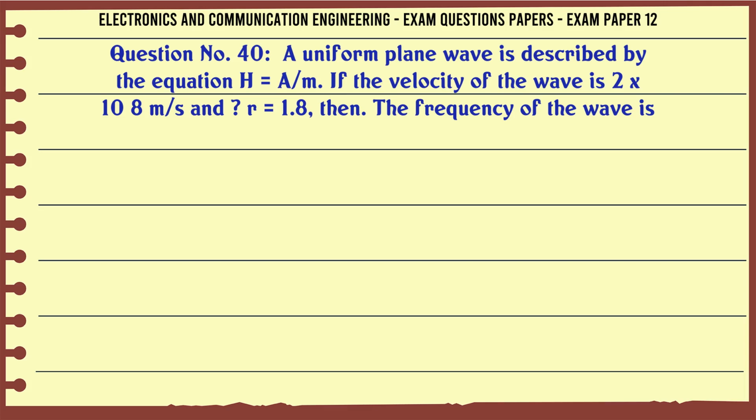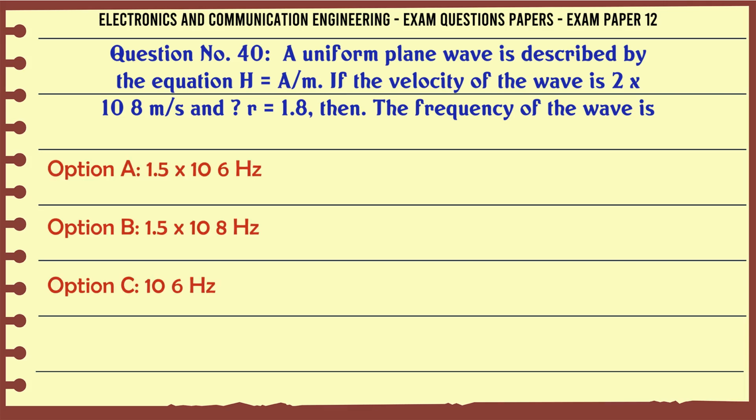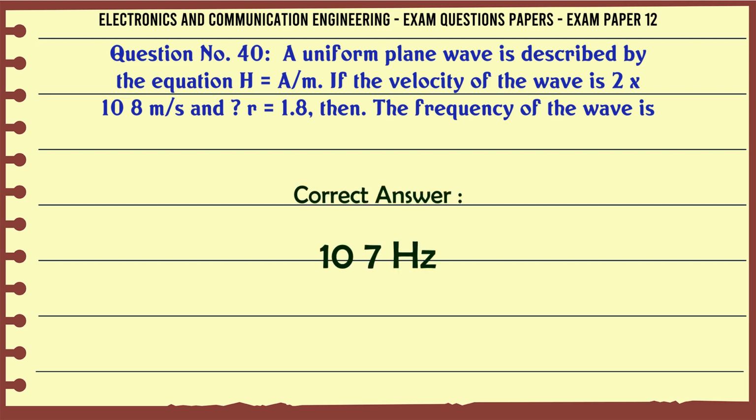A uniform plane wave is described by the given equation for H. If the velocity of the wave is 2 x 10^8 m/s and εr = 1.8, then the frequency of the wave is A) 1.5 x 10^6 Hz, B) 1.5 x 10^8 Hz, C) 10^6 Hz, D) 10^7 Hz. The correct answer is 10^7 Hz.